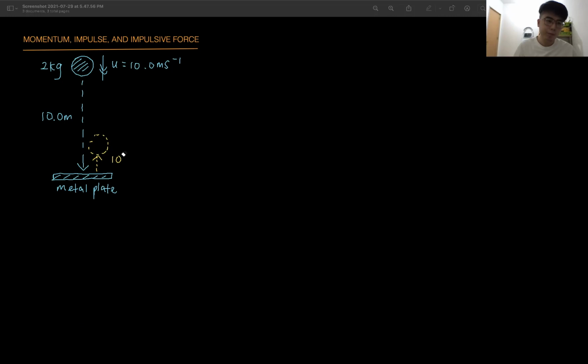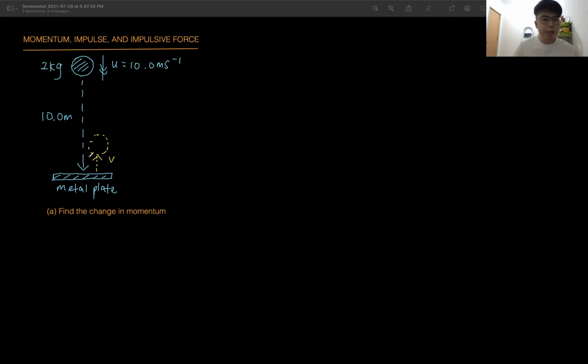Okay, let's just put this aside first. At a speed v. Find the change in momentum of the object. Okay, how do we do this?